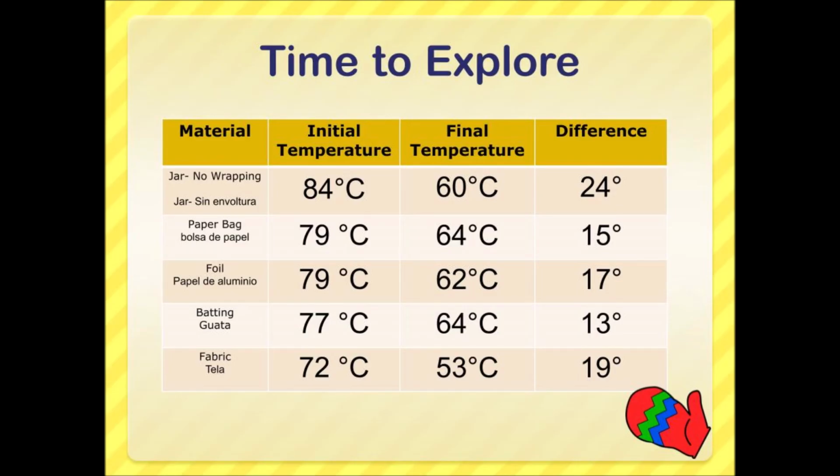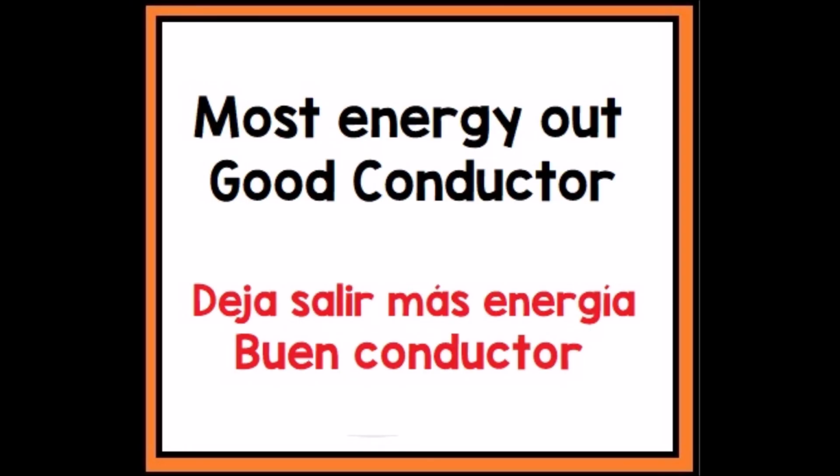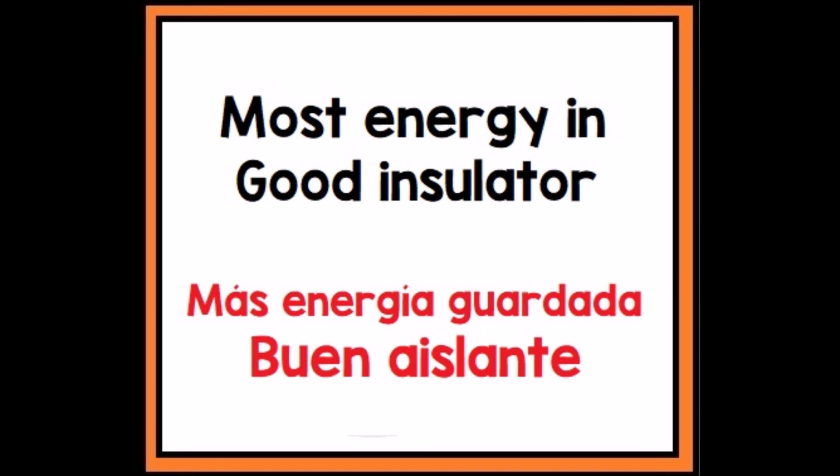So when you look at the table, the jar that has the highest difference is the jar with no wrapping. The jar that has the lowest difference is the jar with the batting. So what that actually means is the jar with no wrapping let the most energy out, and the jar with batting kept the most energy in.